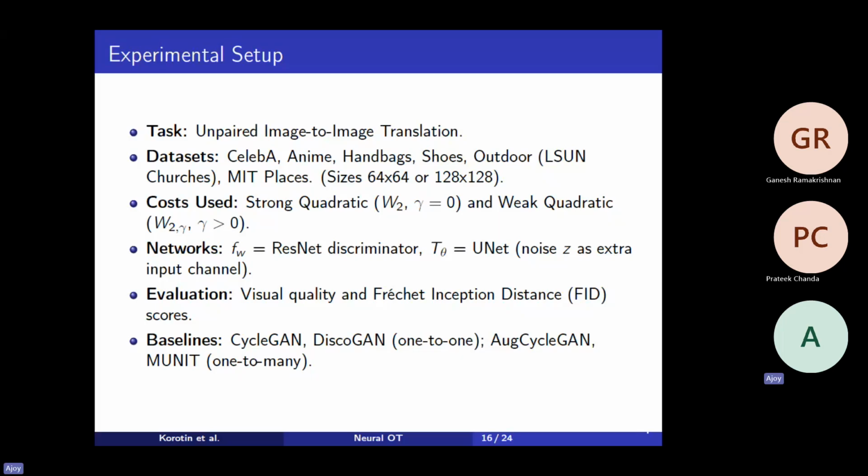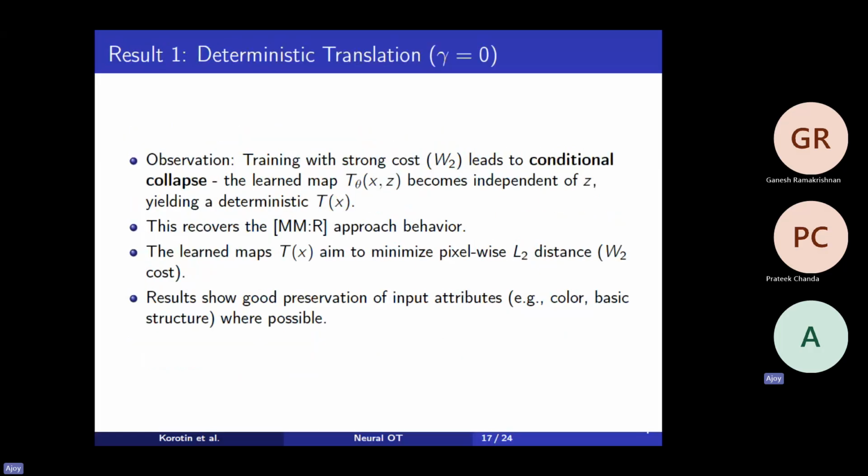So now this is the experimental setup which they do. They try it with gamma 0 and gamma greater than 0. Gamma greater than 0 is basically with a stochastic mapping, W2 with stochastic map, and gamma 0 is the deterministic map. I'll just quickly run over this. With gamma 0, the training with strong cost leads to conditional collapse, where Y becomes independent of the noise, which is fairly intuitive. If you're doing a deterministic map, the noise would not make any difference when you're trying to learn it from X to Y.